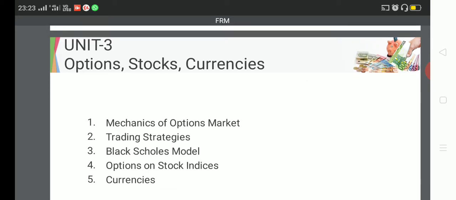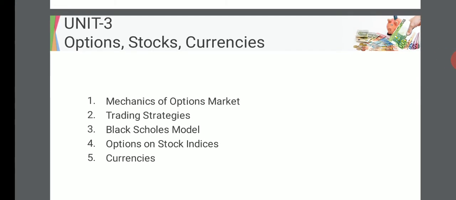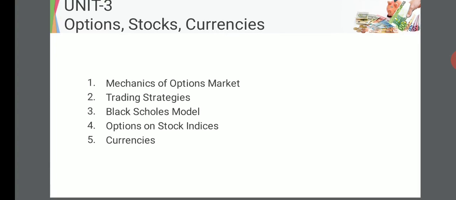Unit 3 of Financial Risk Management, Banking Specialization, 4th semester, Master of Business Administration, University exams. Unit 3 covers options, stocks, and currencies. There are five things mentioned in the unit: mechanics of options market, trading strategies, Black-Scholes model, options on stock indices, and currencies. We'll study mechanics of options trading and the options market in a different PPT altogether. Let's go through the unit as a whole.